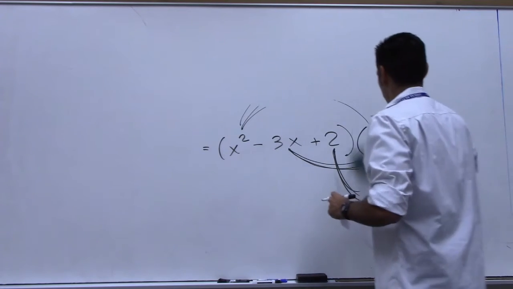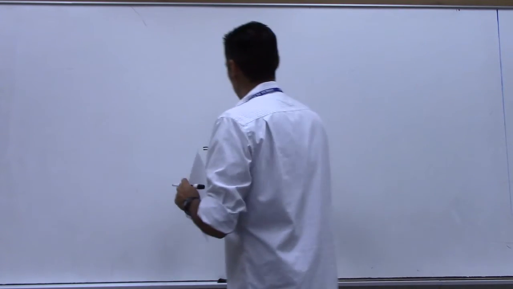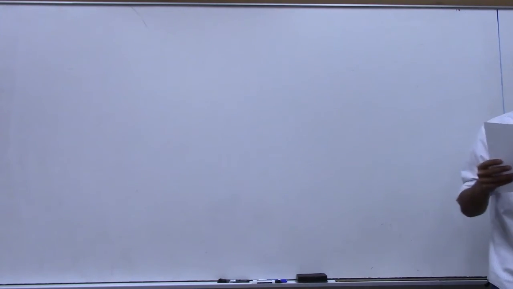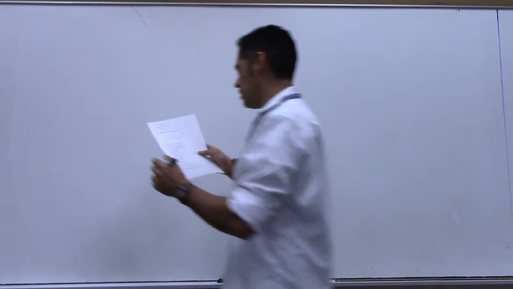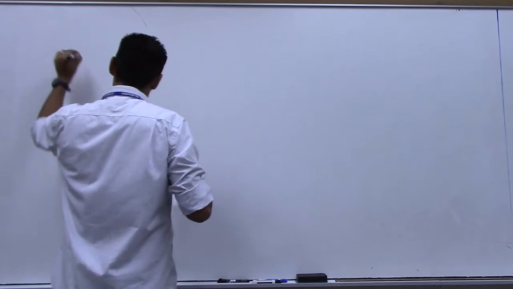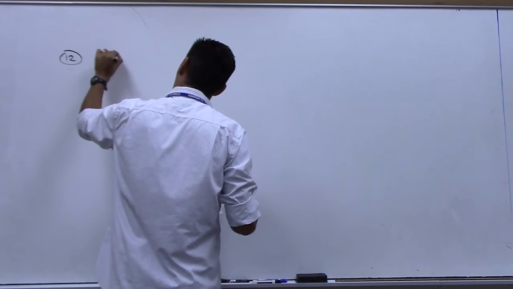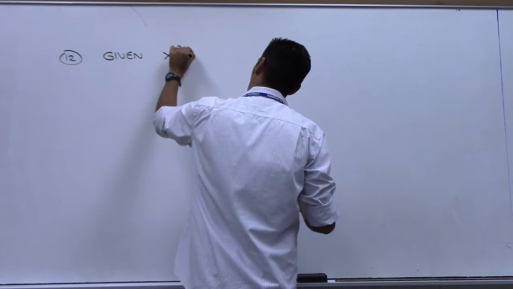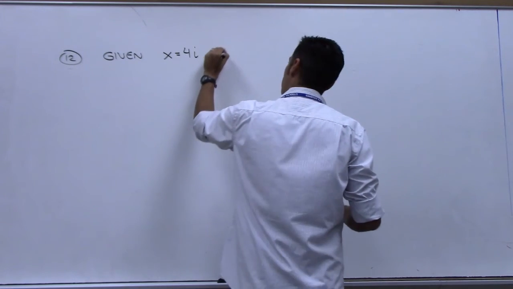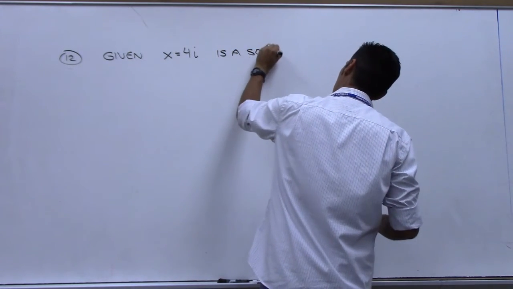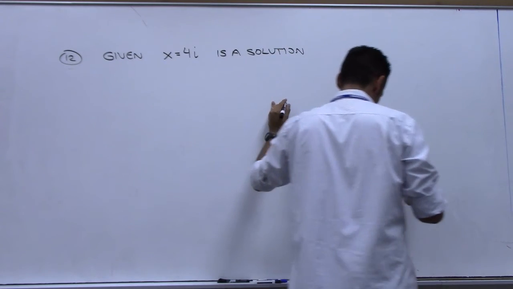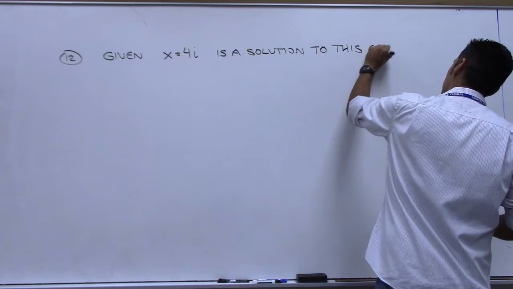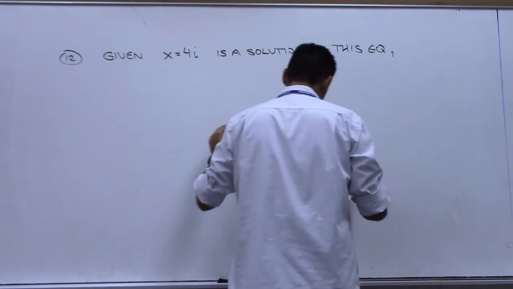We're done. Well, I want you to at least see an example of the problem you would see on the test, right? One more. So I'm going to do the 12th one on this review. So given x equals 4i is a solution to this equation. You all have this in front of you, right? Find all the solutions.